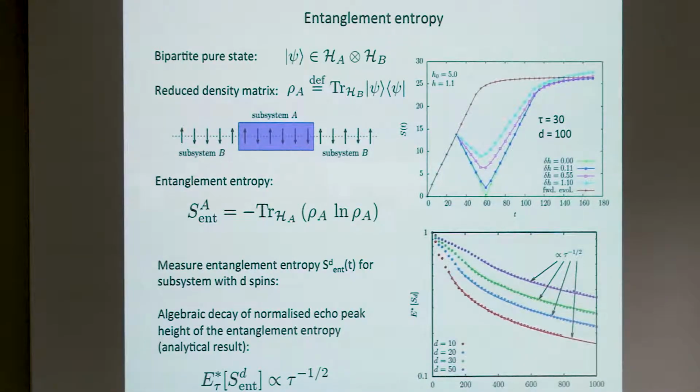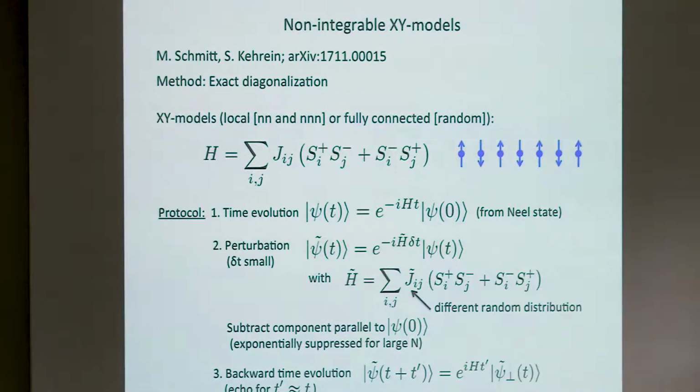So the obvious question is, what happens if you look at something which is non-integrable? This is again work done with Markus Schmidt. We looked at some non-integrable XY models. We did 2 versions. One that was fully connected, so where all spins talk to one another, but with matrix elements that were drawn randomly. And then we also did a local model where we had nearest neighbor and next to nearest neighbor interactions to make the model non-integrable.